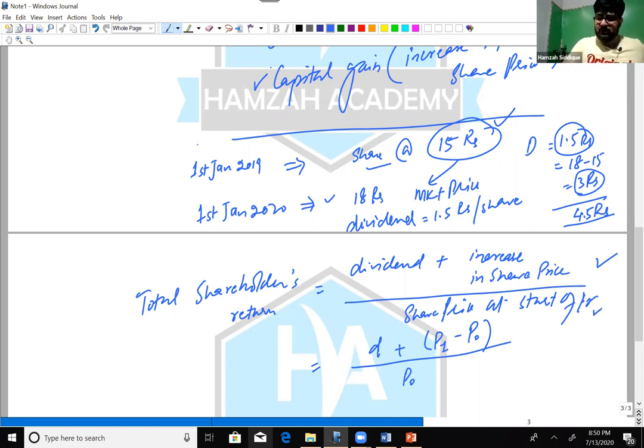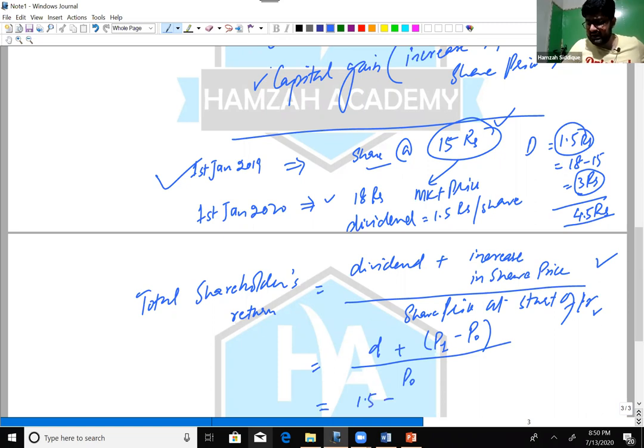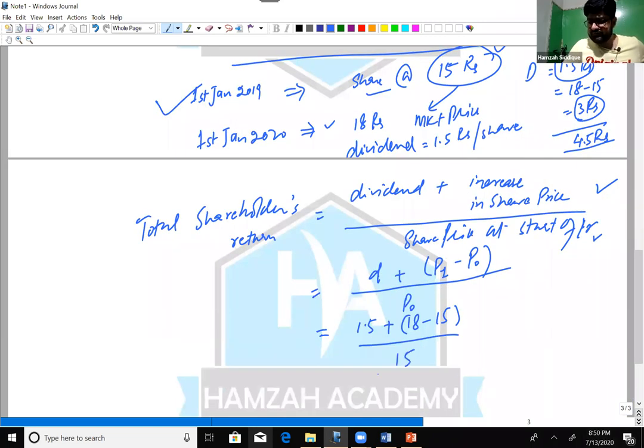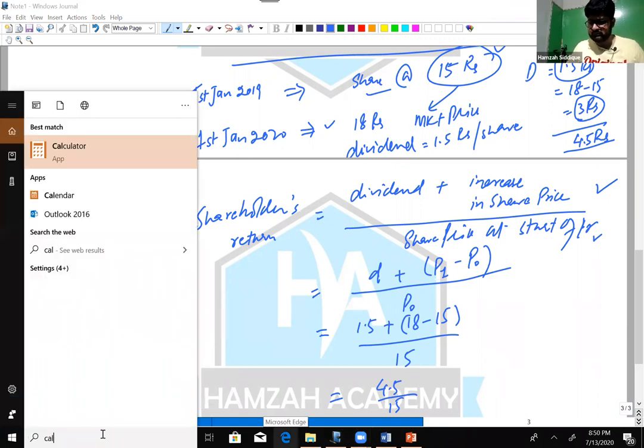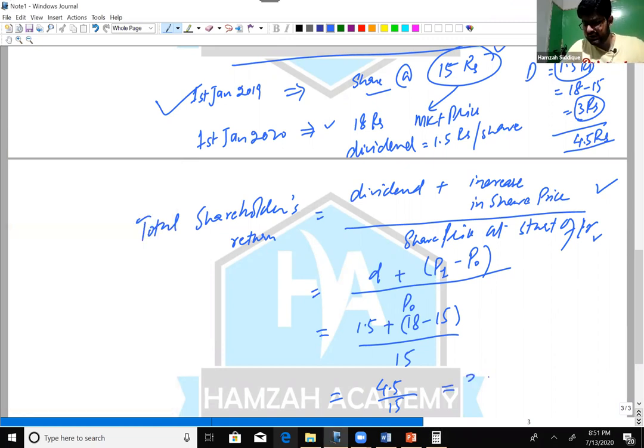Using this formula, I can apply it here. Dividend is 1.5 plus 18 minus 15, divided by 15. That is 4.5 divided by 15, and I solve it on the calculator. Yes, it is 30%. So what is the total shareholder return? That is 30%.